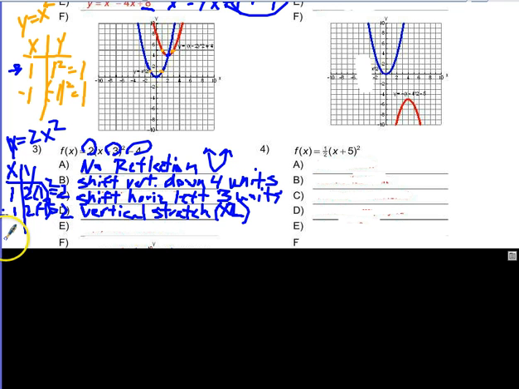If I do that for a bigger number, maybe I do 3. If I do 3 squared, normally I should have a point at 3, 9. But 3 squared is 9, and I have to go back and multiply it by 2. So when I go 3 units over, instead of going up 9, I actually go up 18 because I'm going twice as high. So vertical stretch times 2.